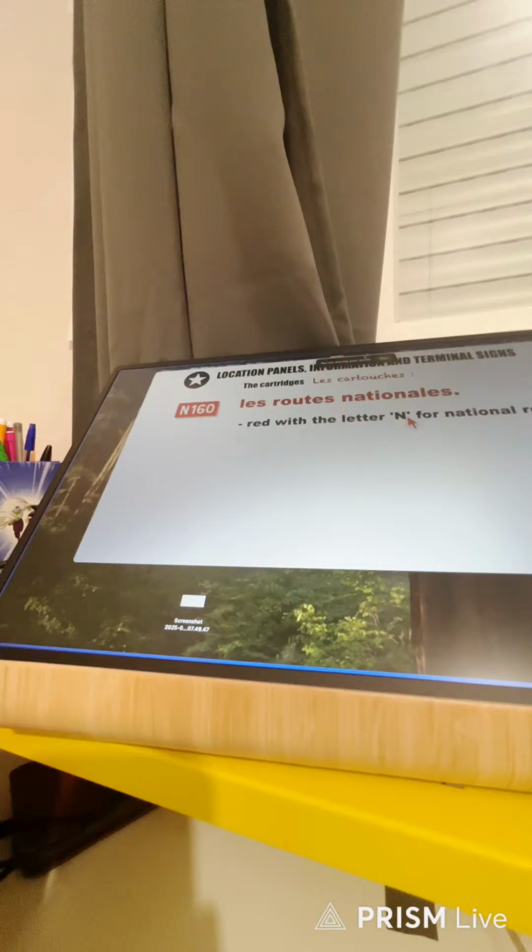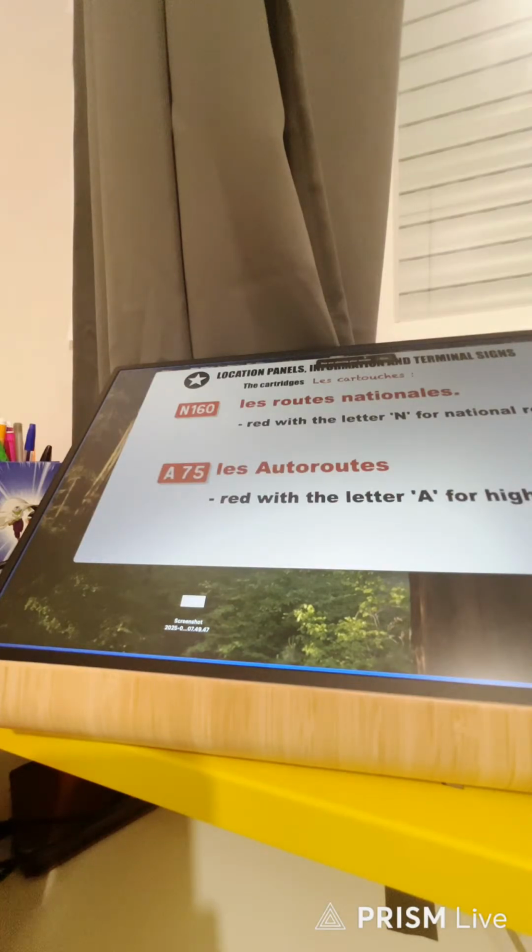When you see N160, it can be anything on the road. The letter N stands for national, la route nationale. Red with the letter N is for what? National road. Take note, national road. Also, autoroute also has the same red. So we have two that have it, les autoroutes and les routes nationales. They are all red.